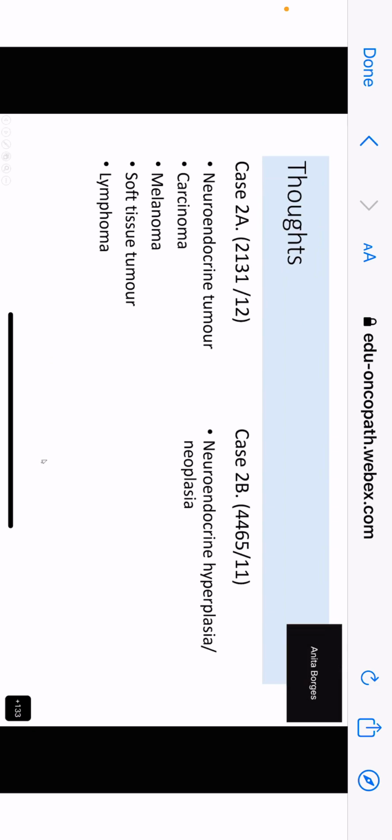Vimy? Are you there, Vimy? I think it's case 2B. I think it's a neuroendocrine hyperplasia since the nests of cells are the same. 2B, I don't think that anybody is going to have any problem. What about 2A? 2A, a neuroendocrine tumor. Limpy, you also thought it is neuroendocrine tumor. Suveta, yes, ma'am. It is a neuroendocrine tumor.